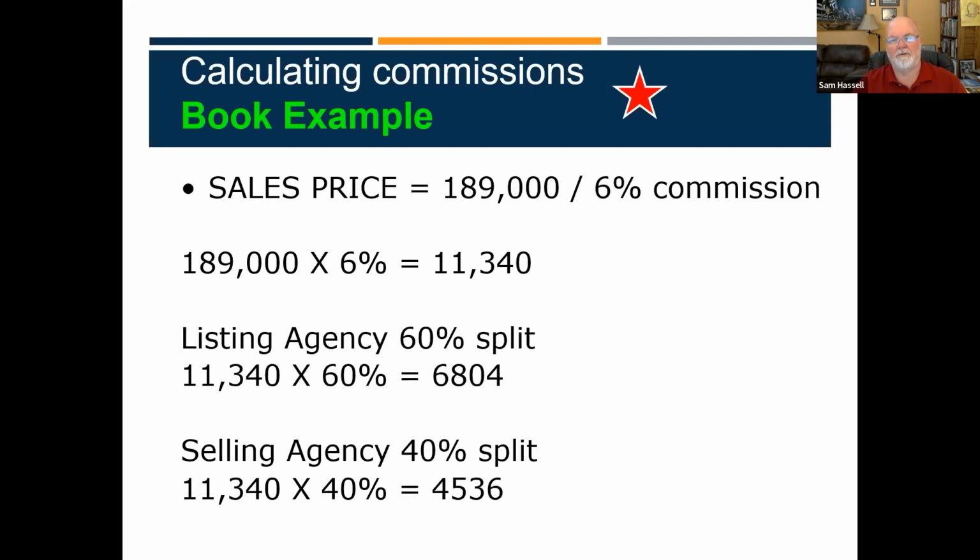Actually, this is the listing agency. The whole agency is going to get this 60%, so they're going to get 6,804. And the other side, the cooperating broker, is going to get 4,536. Now, if we break that down a little further, let's say I get 50% of that, then I would be getting 3,402. All right, so we'll chop it down a little more, and then the selling, whatever the split is for the other agent. We're going to do some commission problems in a little bit, so just hang in there.